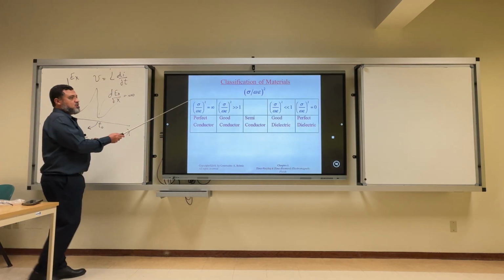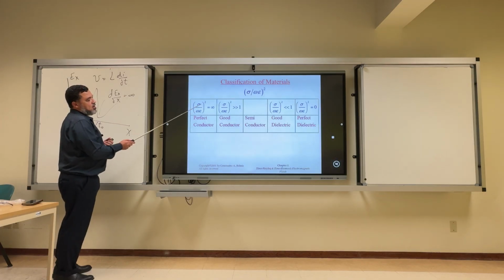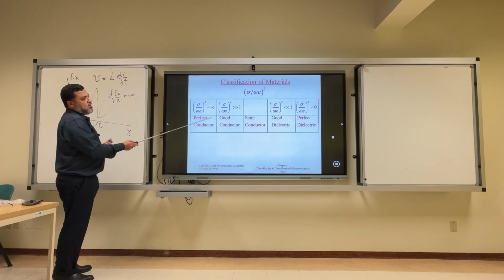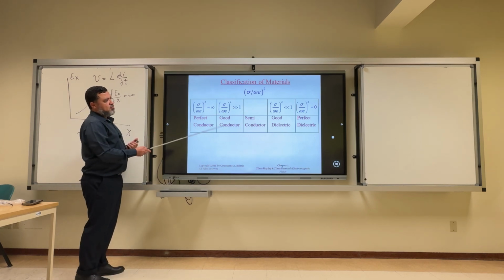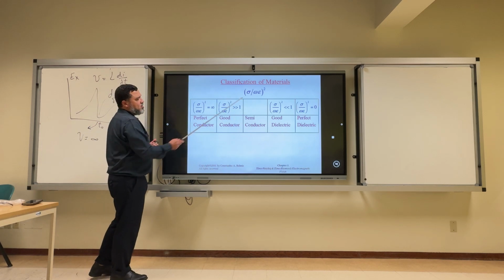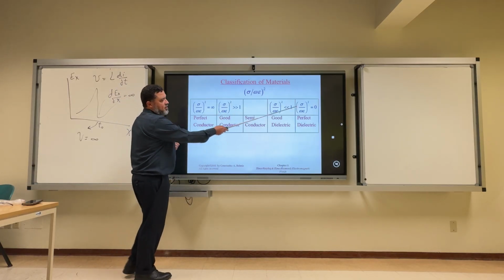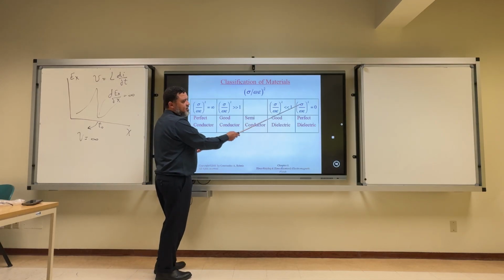If the loss tangent, the ratio sigma over omega epsilon, is very large, almost infinity, this is a perfect conductor. If the ratio is much bigger than 1, not infinity, it is a good conductor. Semiconductor is somewhere in between. For a good dielectric, this ratio will be much less than 1. If the ratio is 0, if the conductivity is 0, regardless of the frequency, this will be a perfect dielectric.